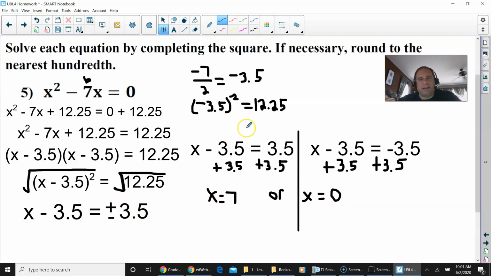You separate the equations, you add 3.5 on both sides, you get x equals 7, you add 3.5 on this side, and you get x equals 0. You can check it in your calculator. You'll see exactly the same roots.